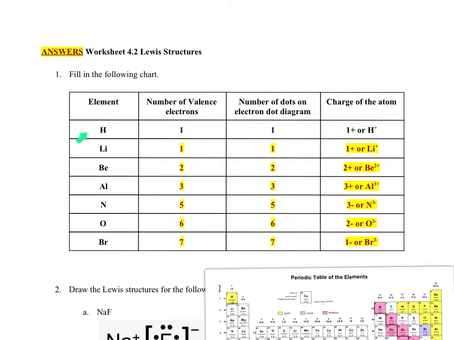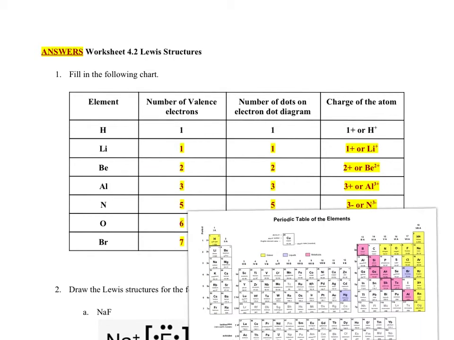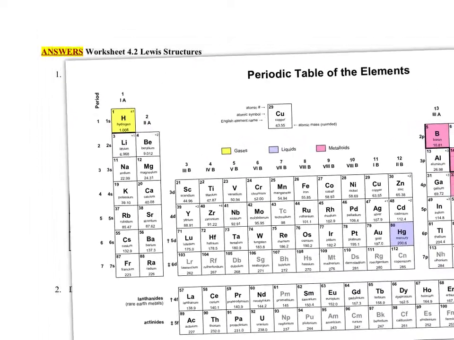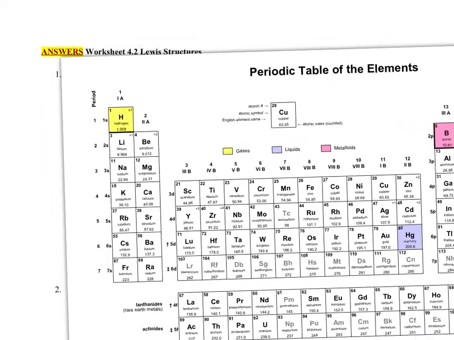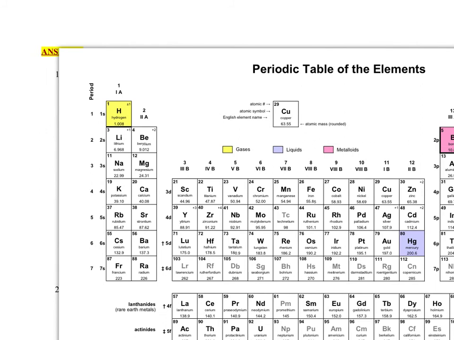So hydrogen was already done for you. Lithium is in group 1, so it has 1 valence electron. Beryllium is in group 2, it has 2 valence electrons. And why am I talking about these groups? When you look at the periodic table, everything in group 1 or 1A has 1 valence electron, or it'll have a 1 plus charge.